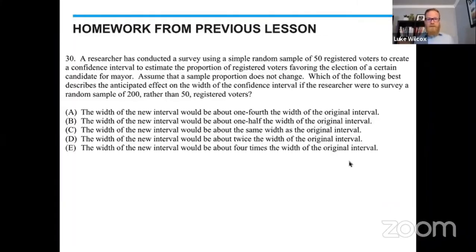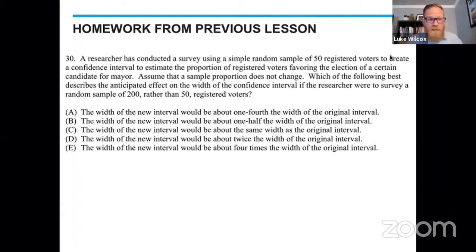Okay, so we are going to jump back to the homework problem that Mr. Murphy assigned you last class period. And this is a wonderful lead-in into what we're going to talk about today, which is confidence intervals for proportions. So let's go ahead and jump right in here.